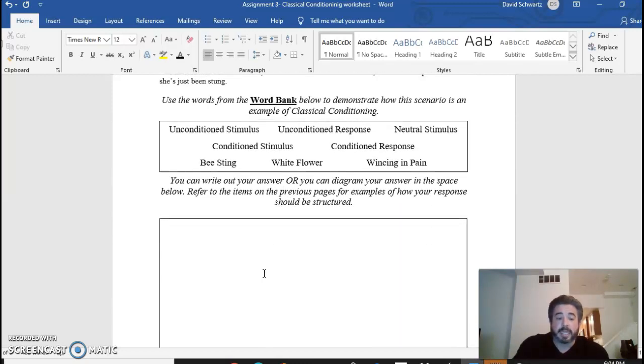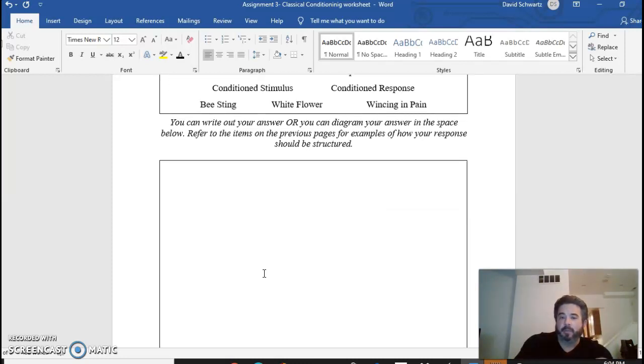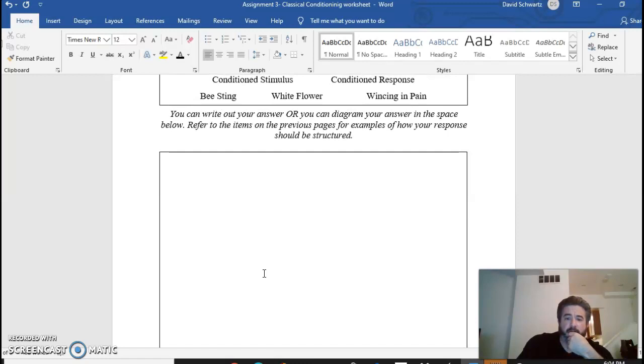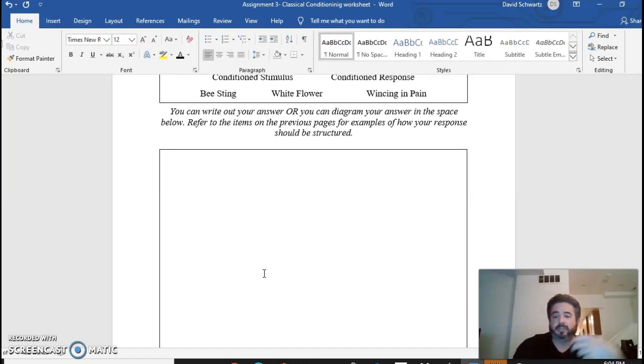Now, I'm not going to actually type this out here because I don't want to do too much of the work for you. But keep this in mind as you go through it. It's natural to respond to a bee sting by wincing in pain. It's not natural to respond to a white flower by wincing as if you're in pain. It's only if you learn to associate the bee sting with the white flower that the white flower would cause you to wince in pain. And that's the scenario we're looking at.